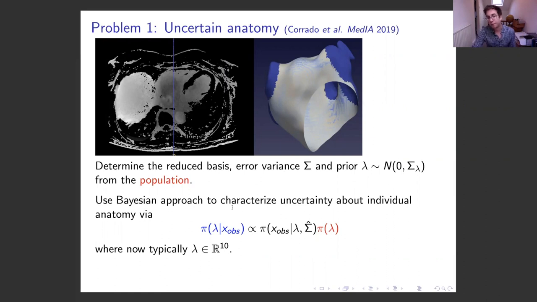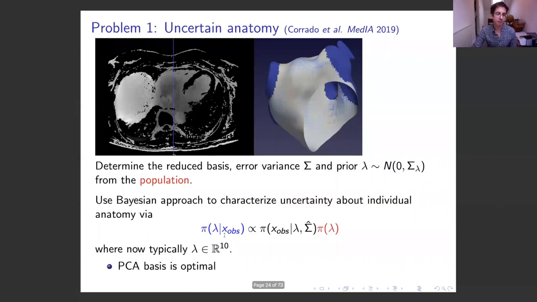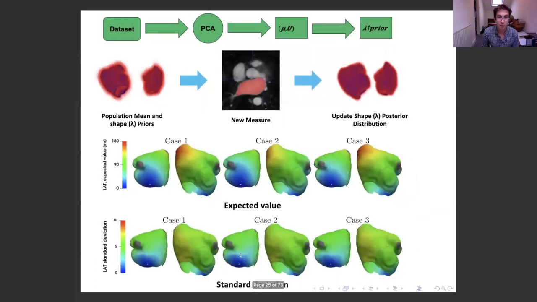Then when we come along with data for a given patient, we're going to be able to work out our posterior distribution for their atrial shape, given their particular observations, using the prior we've learned for the population and the reduced dimensional model we've got here. Now, of course, we know that the way to do this is using principal component analysis. A Karhunen-Loève type basis expansion is going to be the optimal approach here for capturing the most variation we can. So it's a fairly well-known solution to this problem.